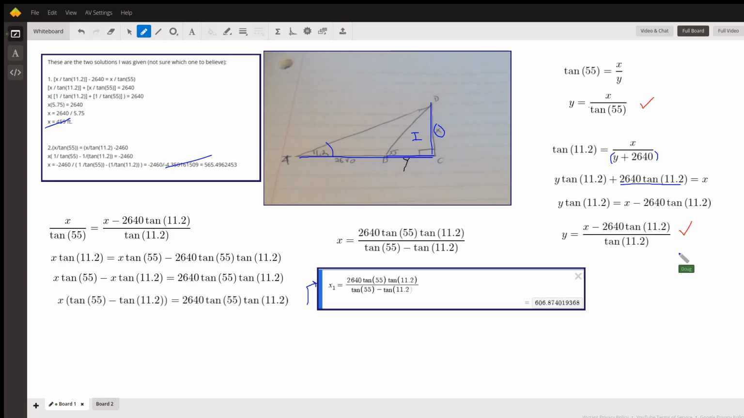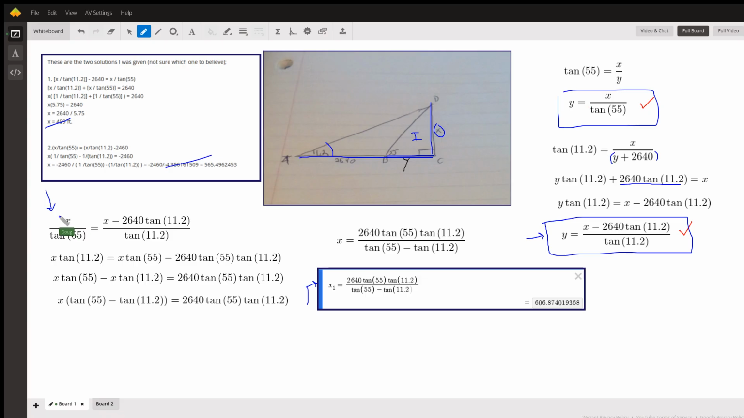So here are our two equations with two unknowns with y isolated, which means we can use the substitution method. Since we have two expressions with x both equal to y, that's where we come over to here. So x over the tangent of 55 equals this expression for y in terms of x.